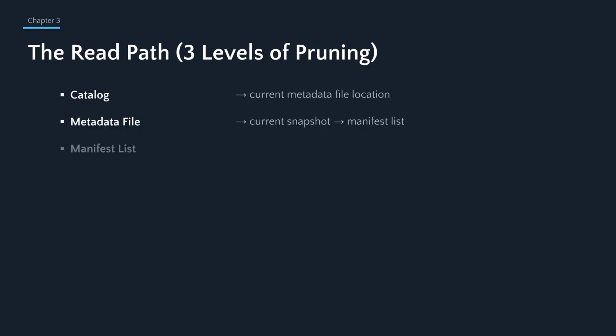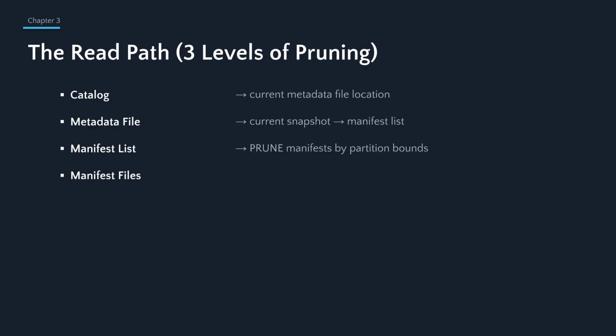Now let's flip to the read side. You run a select query, watch how the pruning cascade works. Step 1. The engine asks the catalog for the current metadata file location. Step 2. It reads the metadata file to find the current snapshot and its manifest list. Step 3. It reads the manifest list. If your query has a partition filter, it can skip manifest files whose partition bounds don't overlap.